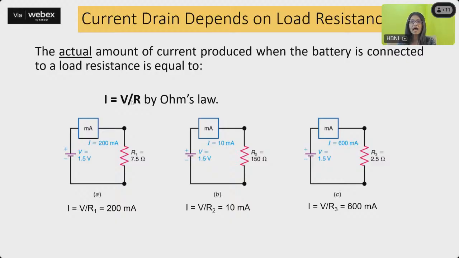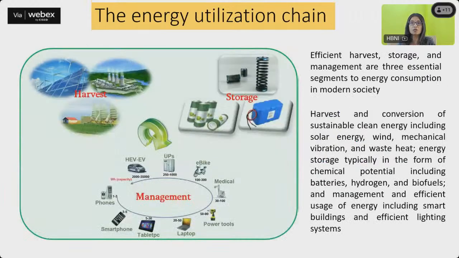And please remember, the actual amount of current which is produced when the battery is connected to a load resistance depends on the load which is connected. So the same thing, if you have a voltage of 1.5 volt and the load keeps on changing from 7.5 ohm to 150 ohm to 2.5 ohm, you will find the current which is generated keeps on changing. So current drain will depend on the load resistance, whatever you are adding to the battery.